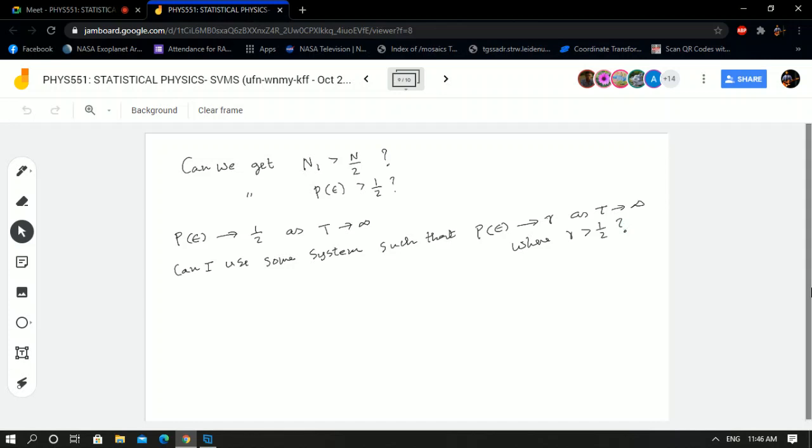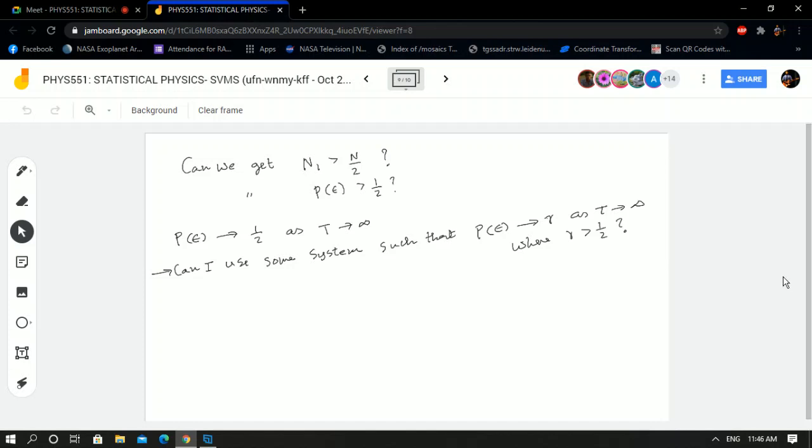Okay, so this seems to be an interesting question and a good question to ask. Is there something that I can do to the system such that I can achieve this? With the system that I have worked out so far, I will not be able to get this thing done. But can I do something? Can I change the system a little bit and then achieve this?